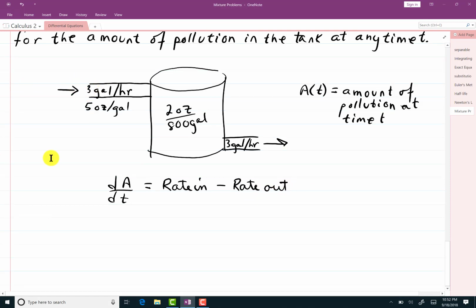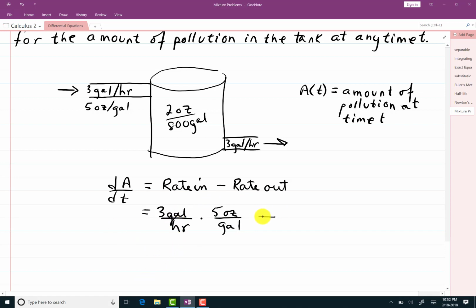Now let's put those in. Coming in, I've got 3 gallons per hour times 5 ounces per gallon. You'll notice the gallons cancel out, and you're getting your ounces per hour, which tells us how many ounces of pollution is flowing per hour into the tank.